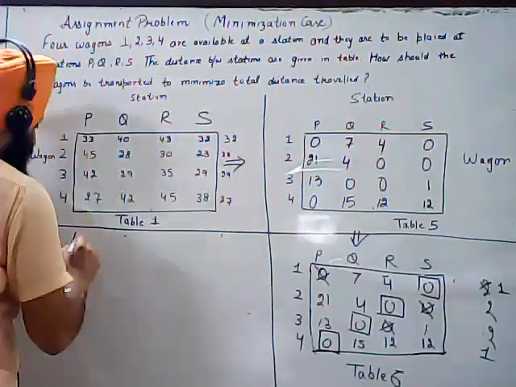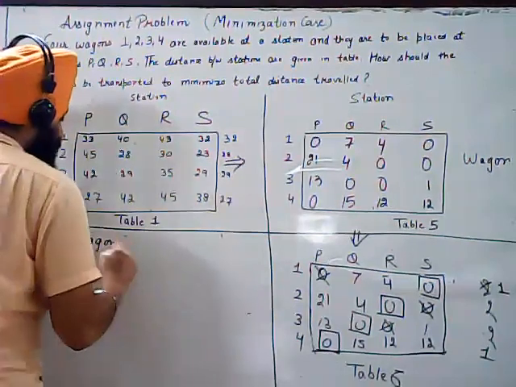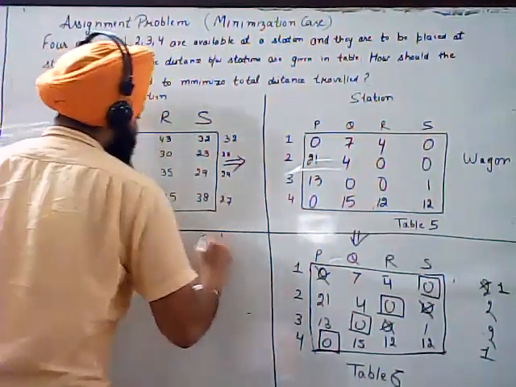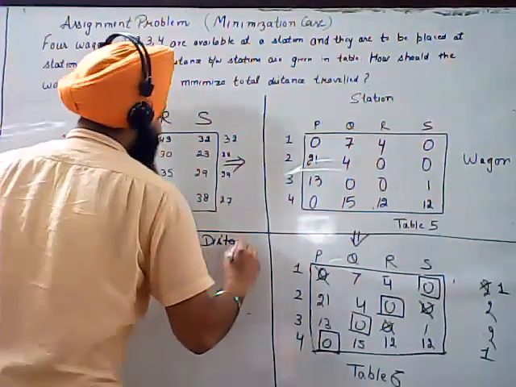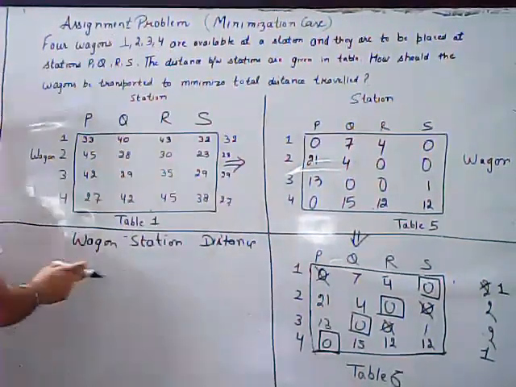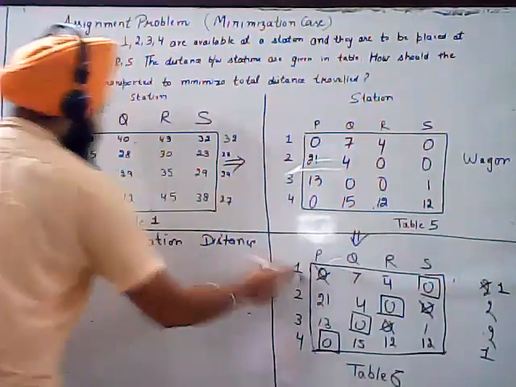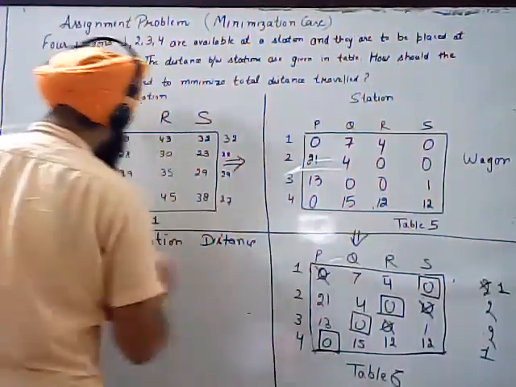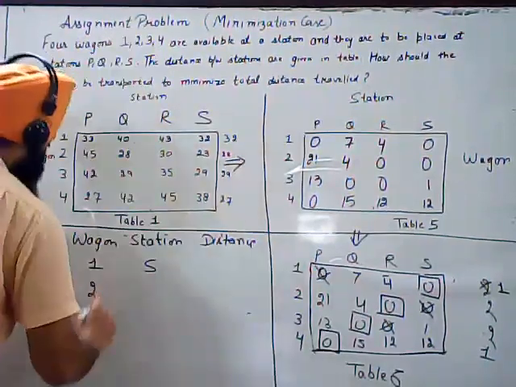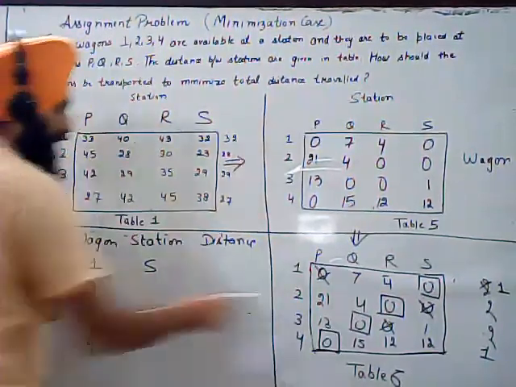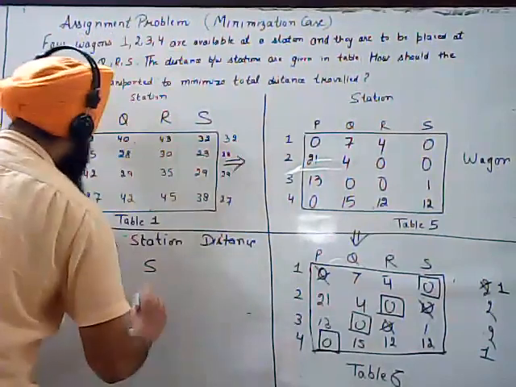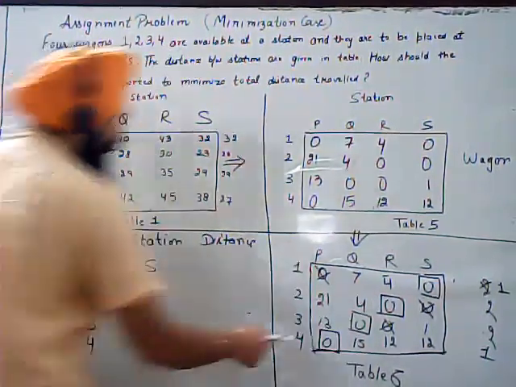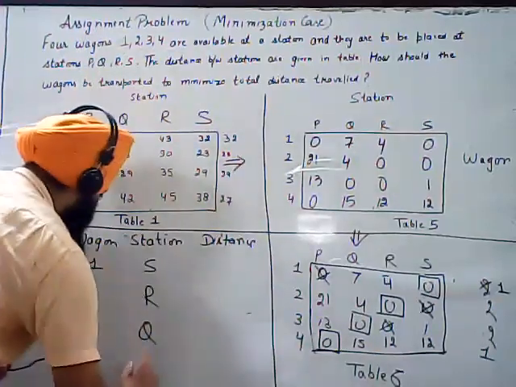So we have wagon, we have station, and then we have distance. So first of all, wagon number 1 is sent to station number S. Wagon number 2 is sent to station number R. Wagon number 3 is sent to station number Q. And wagon number 4 is sent to station number P.